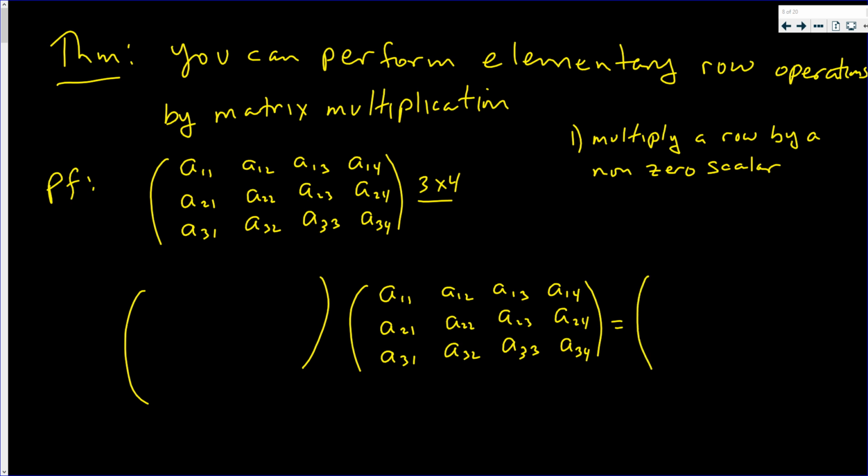Suppose we want to multiply row 2 by 4. So we want to still have A11, A12. The first row does not change, but the second row does. Each entry gets multiplied by 4. The third row does not change.